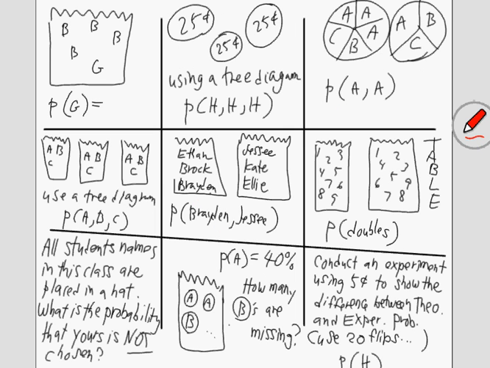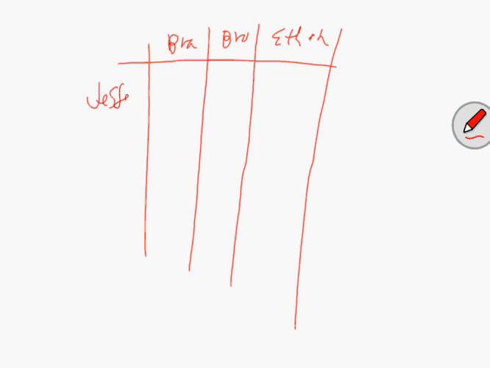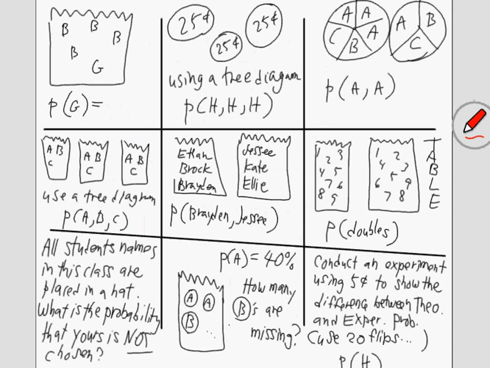What's the probability of Braden and Jessie? So if we do our table, I'll just do a new page here. For Braden, you can have Braden, you can have Brock, and you can have Ethan. And then we put Ethan here. And Jessie, Kate, and Ellie are your other ones. So we have 9 possible combinations, and the one that we're looking for is this Braden and Jessie.